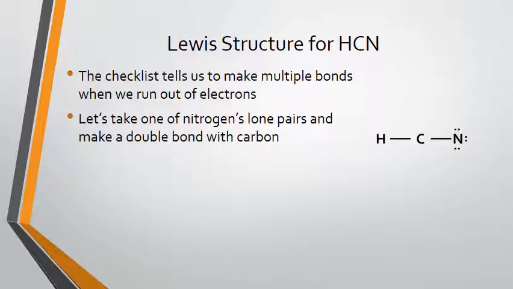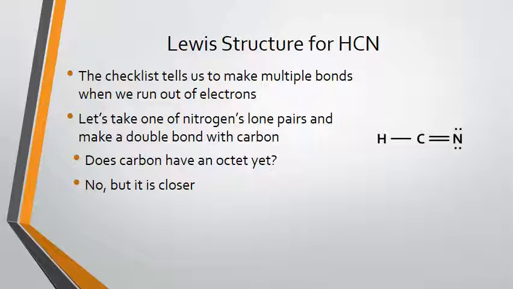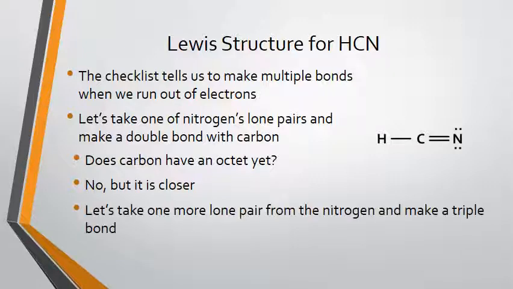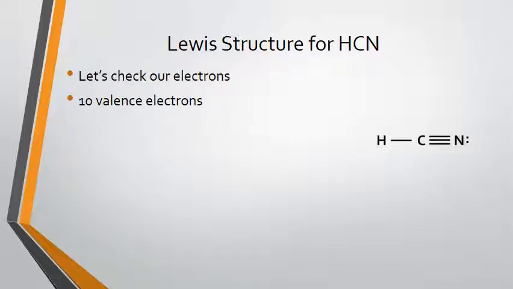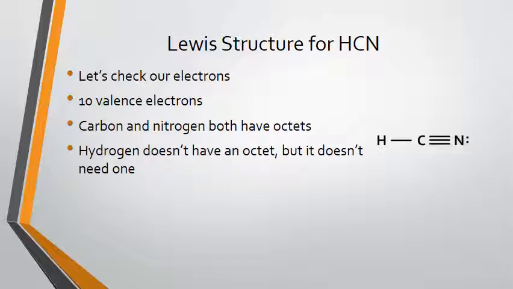So we'll take one of nitrogen's lone pairs and make a double bond with carbon. Does carbon have an octet yet? No, but it's closer. It has 6 electrons now. Nitrogen still has 8. Let's make one more bond between carbon and nitrogen. We'll take one of nitrogen's lone pairs, making a triple bond between the carbon and nitrogen. So we've used 10 valence electrons. Carbon and nitrogen both have octets. Hydrogen doesn't have an octet, but it doesn't need one. There is our Lewis structure.